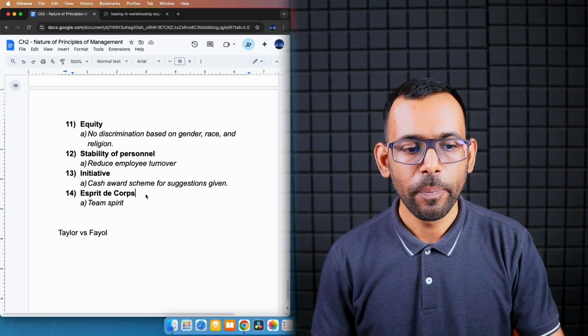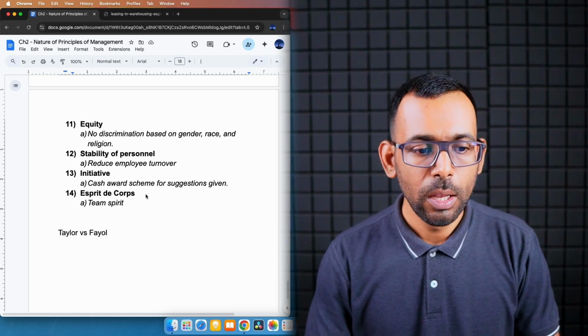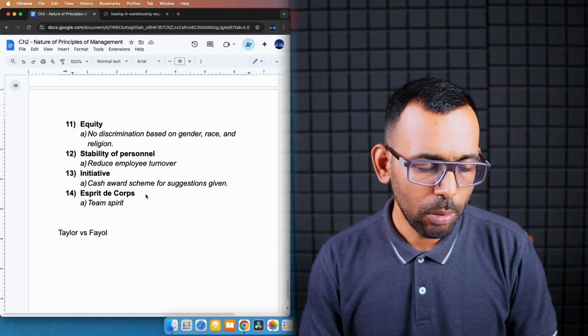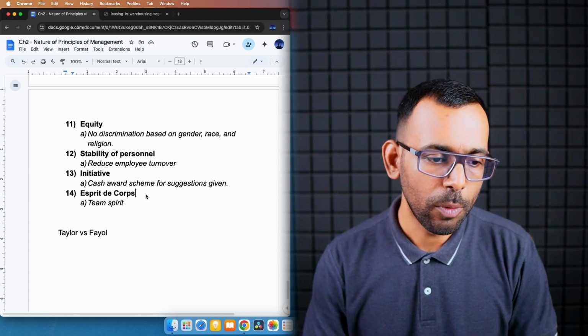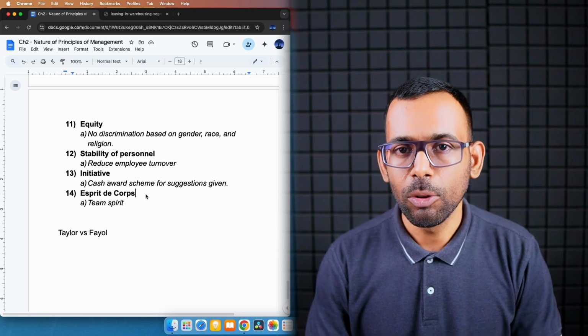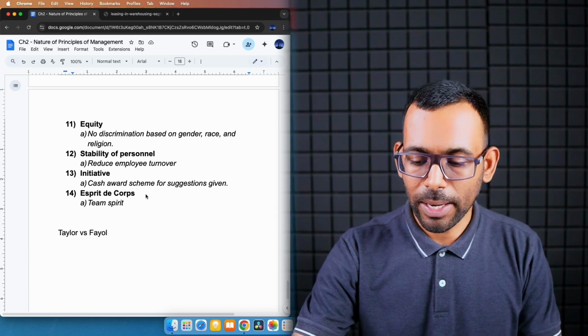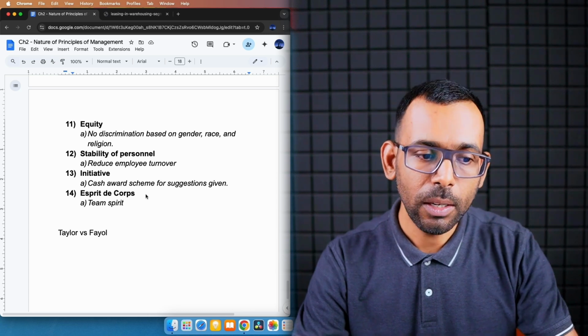And last point is esprit de corps. So this esprit de corps, I don't know which language is, some European language, might be Latin or I don't know, I'm not sure. It roughly translates to team spirit in English. So again, companies or organizations should invest on building team spirits.